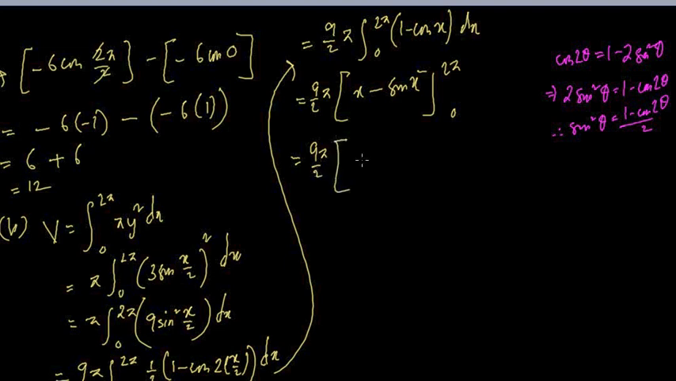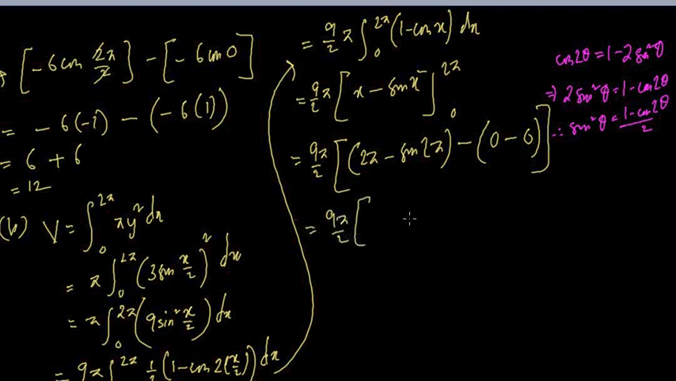If you put 2π here, it would be 2π minus sin 2π, minus, if you put 0 here, it will be 0 minus sin 0, which is 0. So it would be 9 by 2, 2π minus sin 2π, meaning sin 360 degrees, which is 0. So this would be 9 by 2 into 2π. So this 2 and 2 cancel, and this would be 9π.